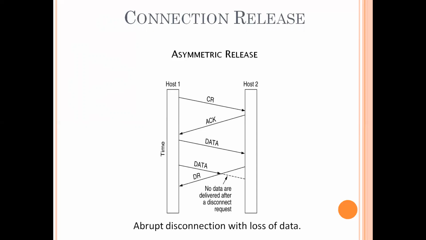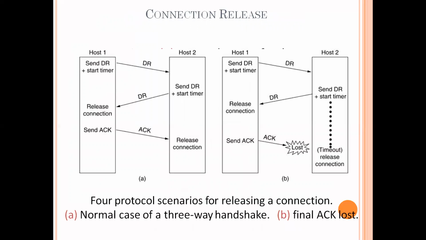Here, after the connection is established, host 1 sends a transport protocol data unit that arrives properly at host 2. Then host 1 sends another transport protocol data unit. Here, host 2 issues a disconnect before the second data arrives. The result is that the connection is released and the data is lost. The other type of connection release is symmetric connection release.